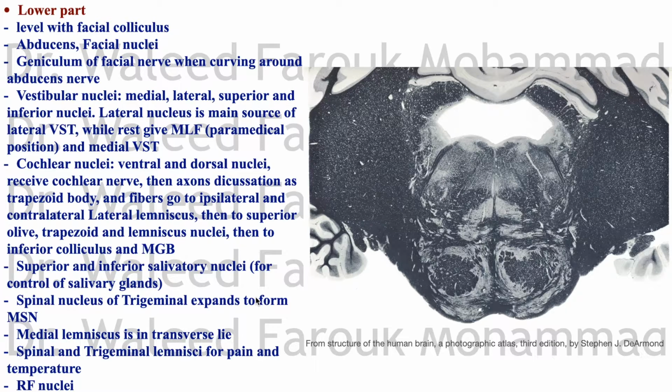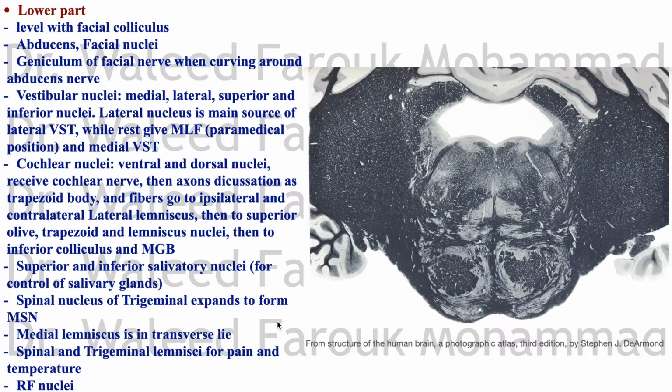target glands. There is also in this area the spinal nucleus of the trigeminal, which expands to form the main sensory nucleus. And the medial lemniscus, this is the medial lemniscus, is in transversely now, which carries the fine touch and proprioception impulses going up to the brain. And the spinal and trigeminal lemnisci for pain and temperature from the head.